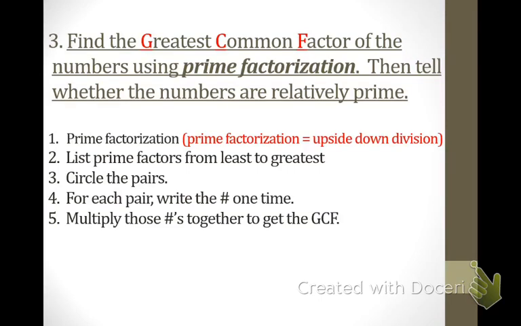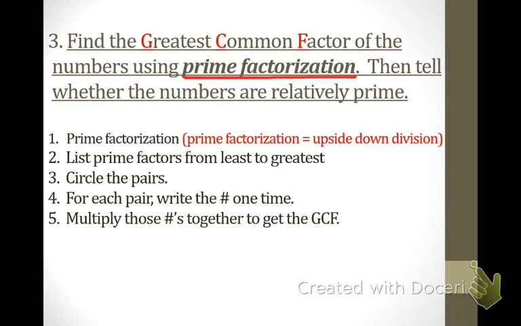I want you to go ahead and skip a line and write this down for me, number 3. Number 3 is asking us to find the GCF, or the greatest common factor, of the numbers using prime factorization. I want you to go ahead and underline that part with your red pen. Here's the difference. The last one, I was asking you to find the GCF by listing factors. For this one, instead, you're doing it totally different. You're doing prime factorization.